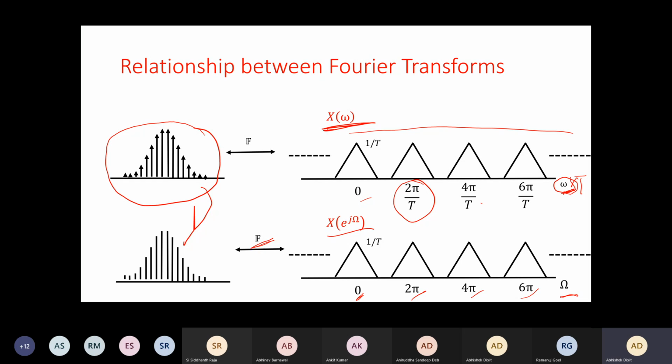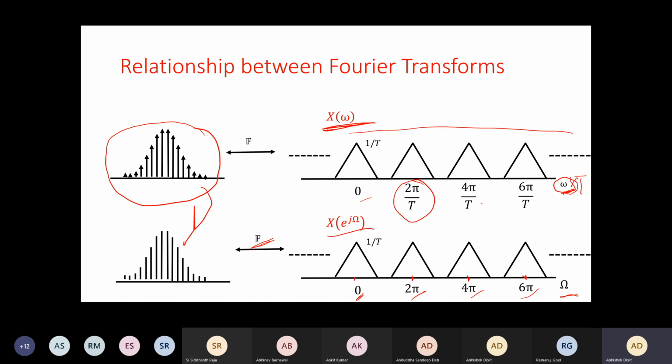So what you see here, X(e^{j omega}) becomes periodic with 2 pi. And we have seen that also. Okay. So in some sense, all these Fourier transforms are interrelated. If you start with one, you can always end up with the other. Fine.